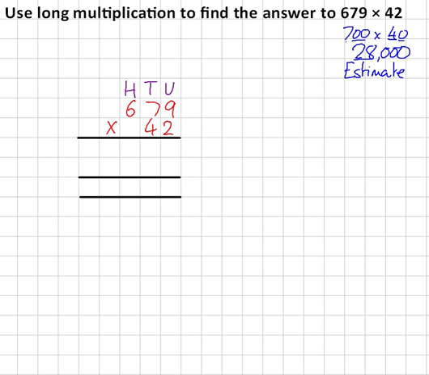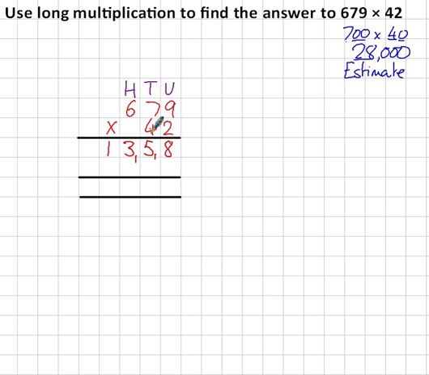A word before we start about the direction of the multiplications that we're going to do. We always start in the bottom right corner, so we'll do 2 times 9, 2 times 7 and 2 times 6, and follow that with 4 times 9, 4 times 7 and 4 times 6. Okay, we will begin. 2 times 9 is 18, I'll put the 8 there, hold the 1 there. 2 times 7 is 14, plus 1 is 15, so I'll put the 5 there and hold the 1 there. 2 times 6 is 12, plus the 1 that I was holding is 13.